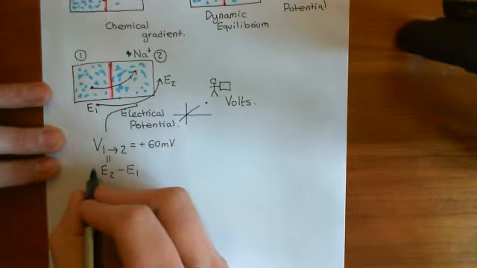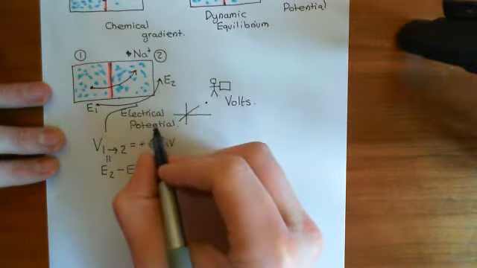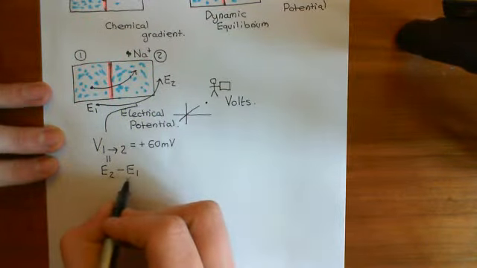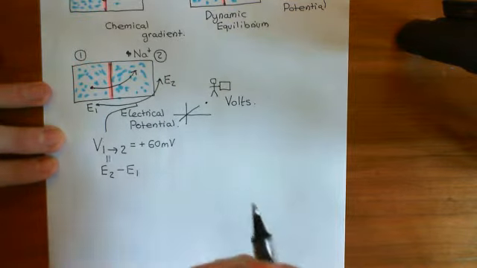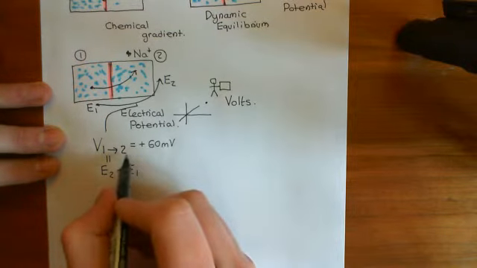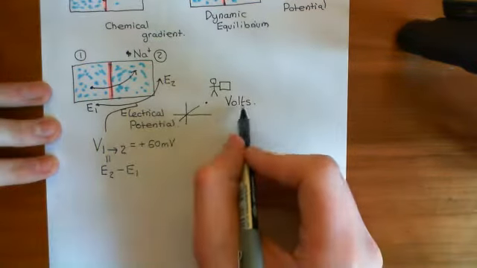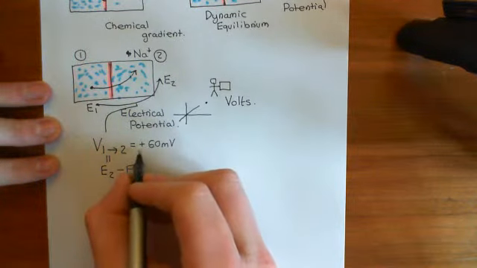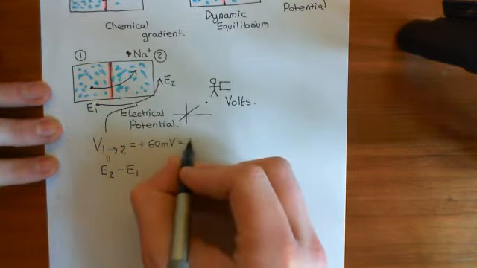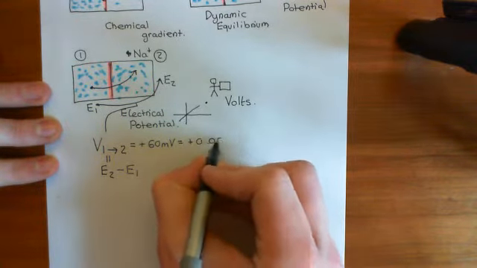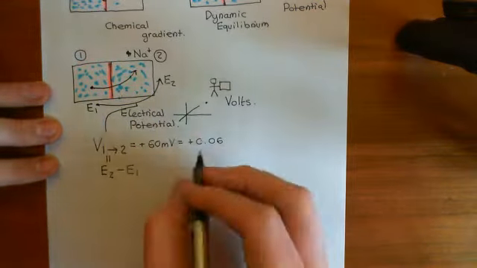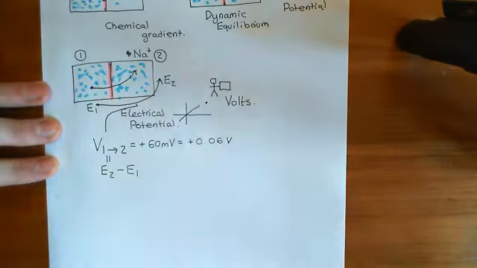Now, this will have the same units as electrical potential itself. The units of electrical potential were volts. We're just subtracting one electrical potential from another, and therefore you're going to maintain the same units. So the units of electrical potential difference, or voltage, are again volts. So a millivolt just means 1,000th of a volt. So this is really telling us that the electrical potential difference across the membrane from compartment 1 to compartment 2 is plus 0.06 volts.